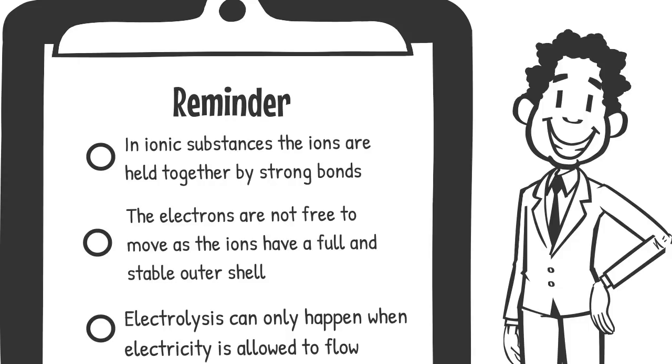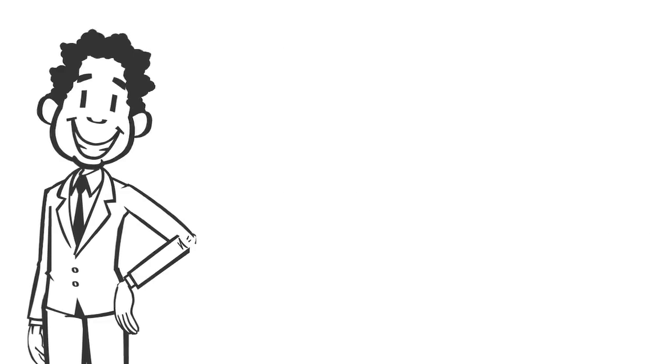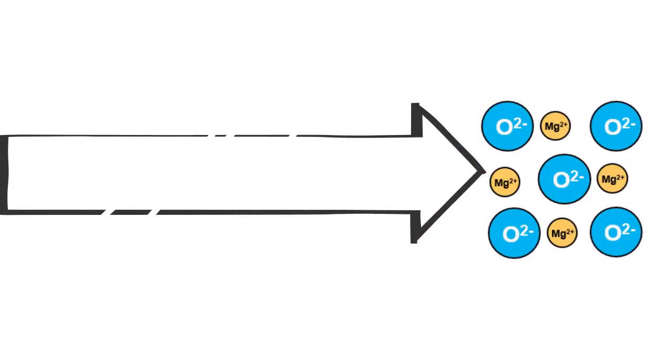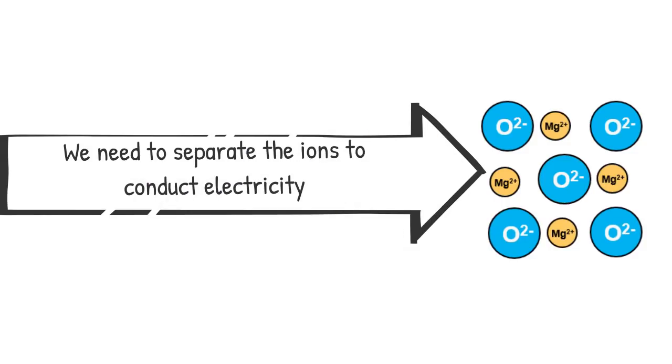And finally, electrolysis can only happen when electricity is allowed to flow. So what allows electricity to flow? Let's deal with some misconceptions. Many students think that electrons need to flow in order for electricity to be conducted. That isn't the case. We need a charge to move in order for electricity to flow.